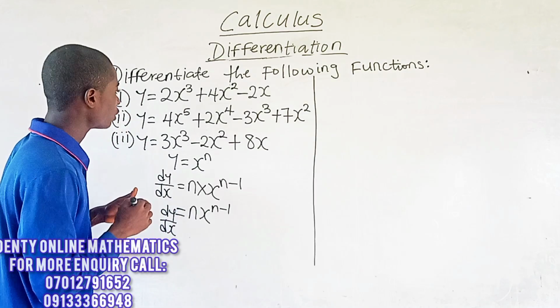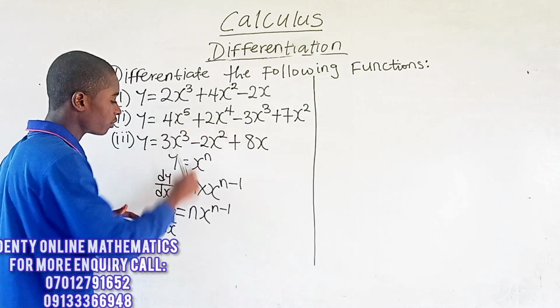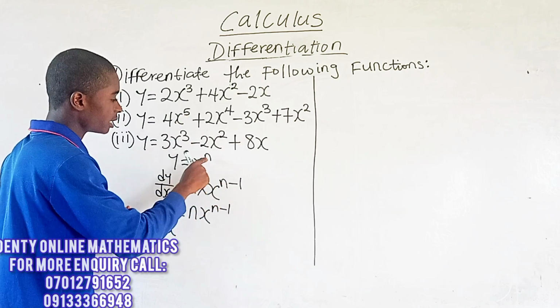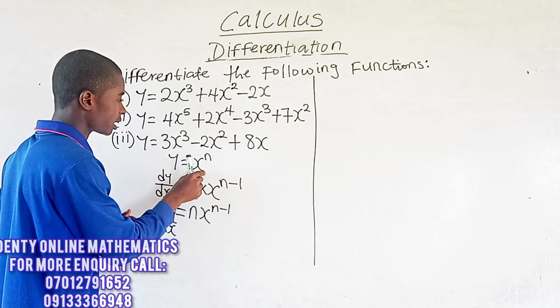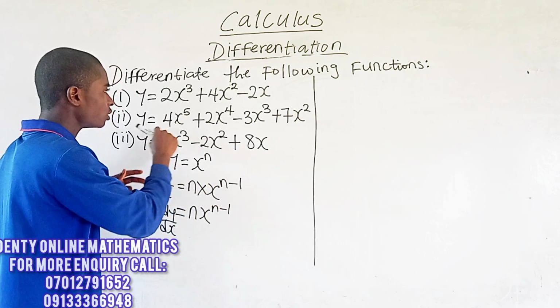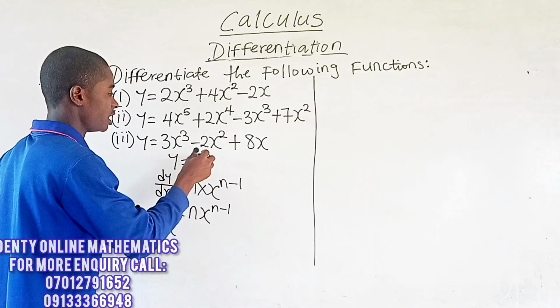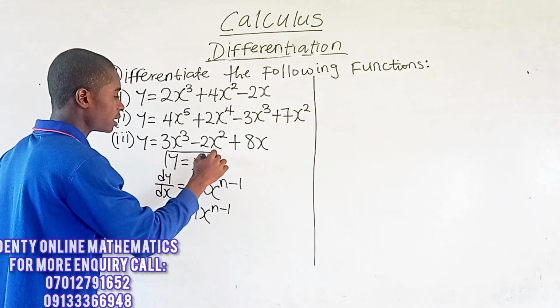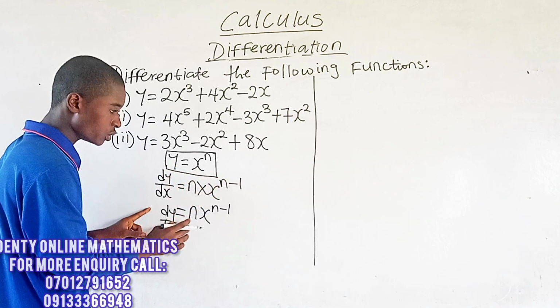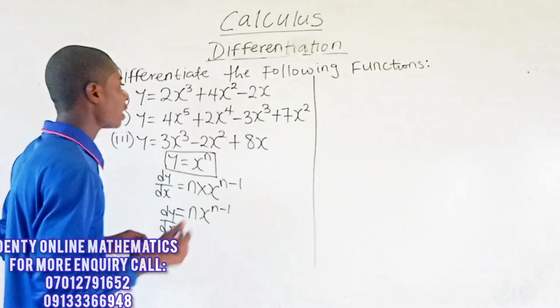Now, look at this function, we have 5. I'm going to take this 5 to be the n. 5 represents n, 4x represents x. Look at y here. All of these functions look alike to this particular function we have on the board, so everything we are going to be solving, we are going to be using this procedure. Now let's get started.